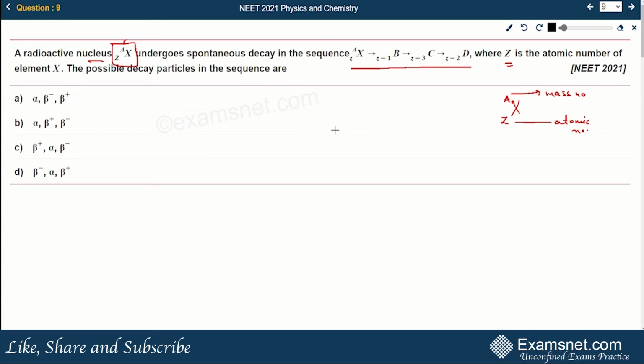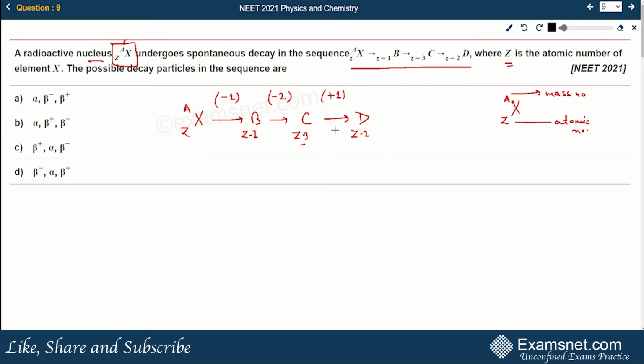So it's very easy. Just write down the sequence first. X leads to the formation of B, then it further leads to the formation of C, and then lastly D is formed. Okay. Mass number of X is A and the atomic number of X is Z. In the next step, the atomic number of B is Z minus 1. That means the atomic number has decreased by 1. Okay. And in the next step, Z minus 3 is the atomic number of C. That means the atomic number has further decreased by 2. Okay. And in the last step, it becomes Z minus 2. That means from Z minus 3 to Z minus 2 means what? The atomic number has increased by 1. So let's write plus 1 here.